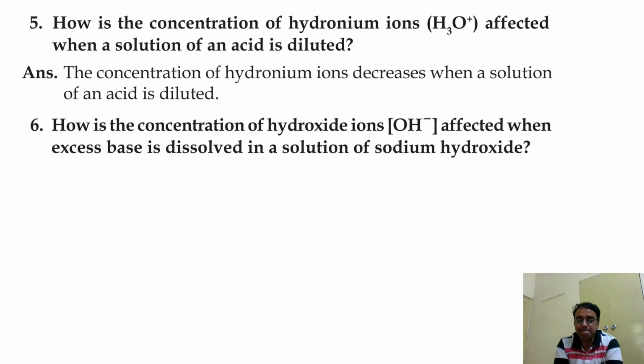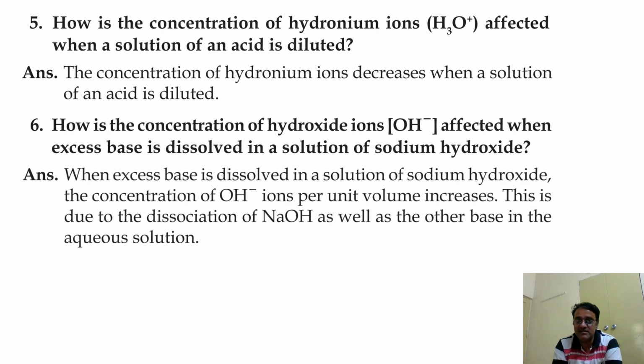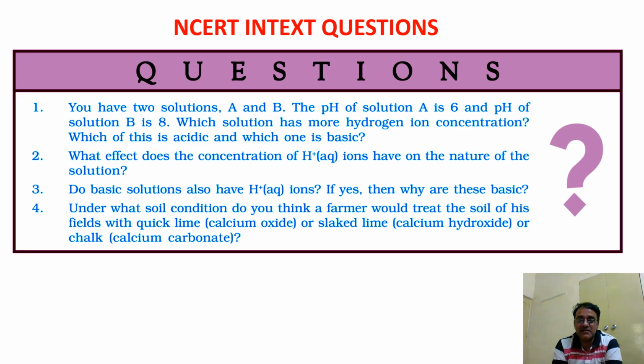Right? Now, this is the answer. You can refer to it on page number 28. These are the 4 questions. So, I'm reading the first question. You have two solutions, A and B. The pH of solution A is 6 and the pH of solution B is 8. Which solution has more hydrogen ion concentration, and which of these is acidic and which one is basic?